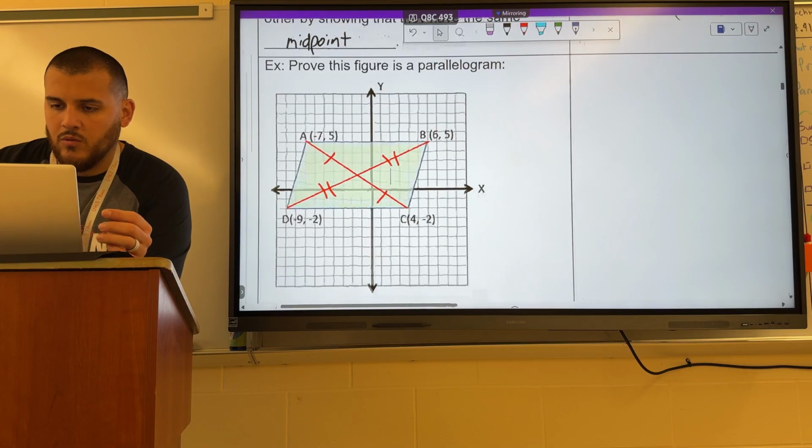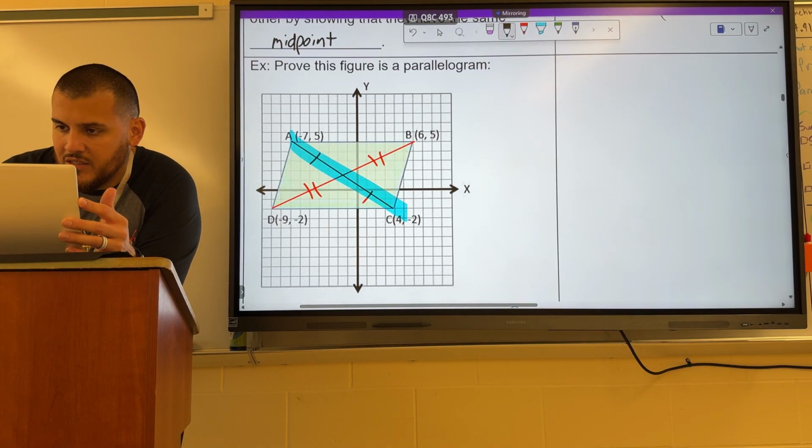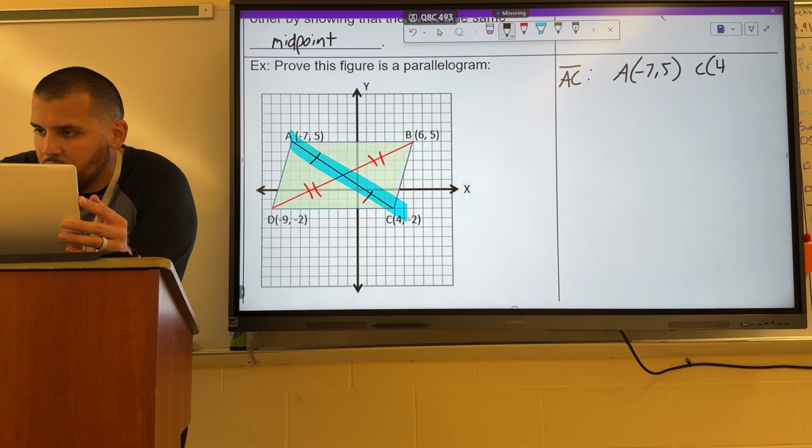So let's see what that work looks like. So again, one of our diagonals here is diagonal AC. I'm going to stay organized. I'm going to write AC like this. I'm going to write the location of point A. It's at (-7, 5). I'm going to write the location of point C. It's at (4, -2).